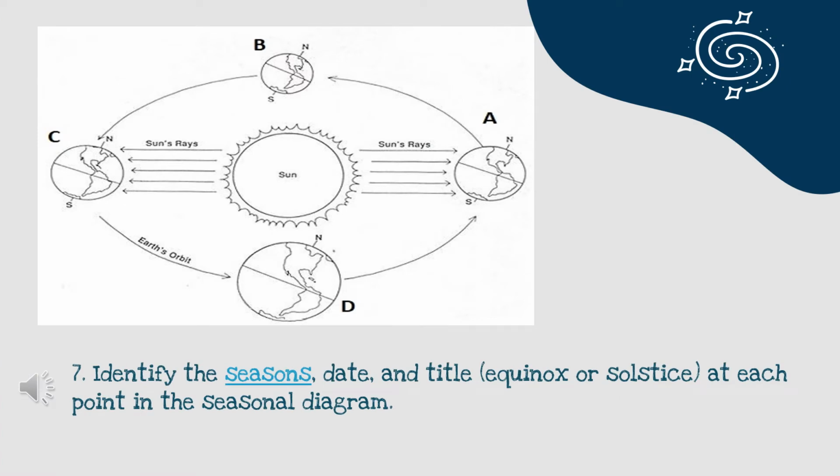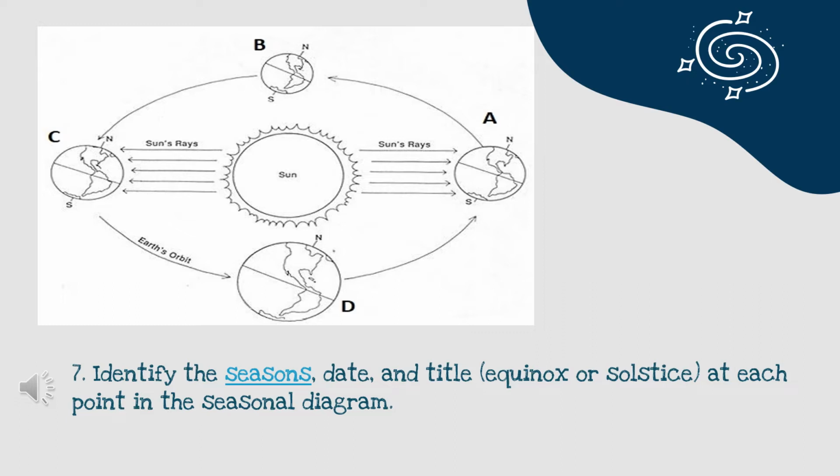Number 8, identify the seasons, date, and title, equinox or solstice, at each point in the seasonal diagram. A, in the northern hemisphere it is winter, while in the southern hemisphere it is summer. This would be the winter solstice on or around December 21st.